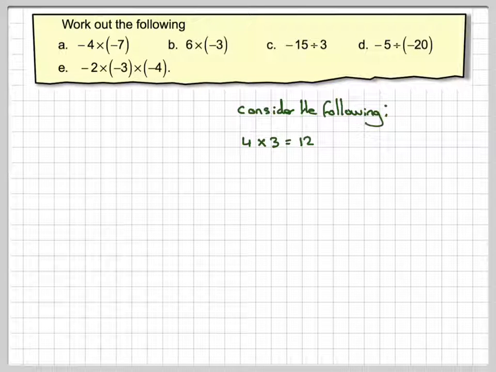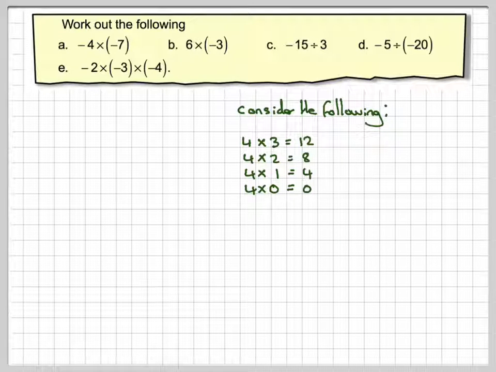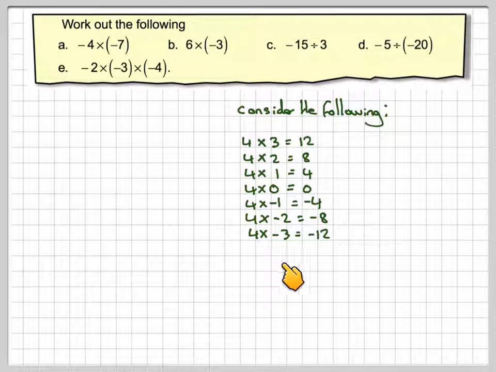4 times 3 is 12, 4 times 2 is 8, 4 times 1 is 4, 4 times 0 is 0. So these are going down in 4 each time. These are going down in 1 each time. So 4 times -1, what will it be? Well, these are going down in 4, then this would have to be -4. And therefore 4 times -2 will have to be -8. 4 times -3 will be -12.